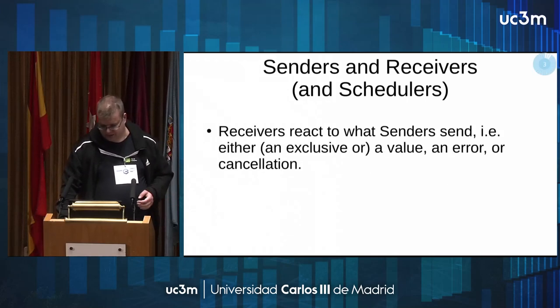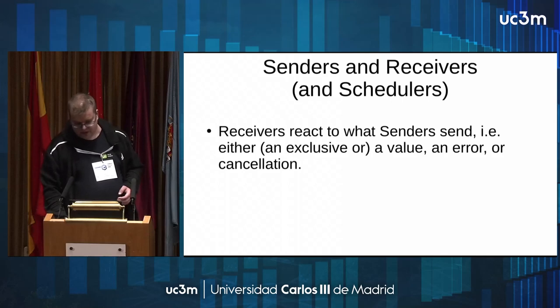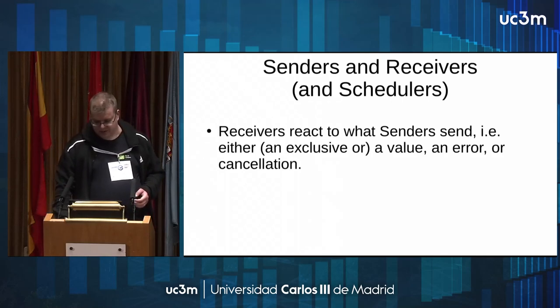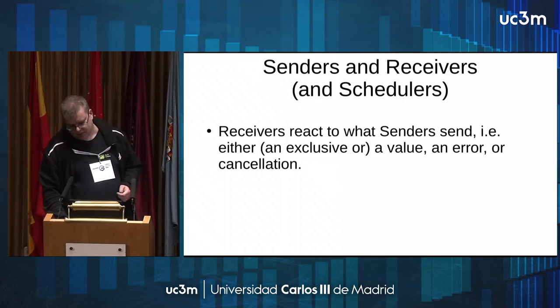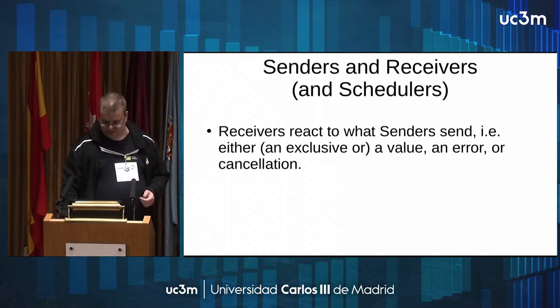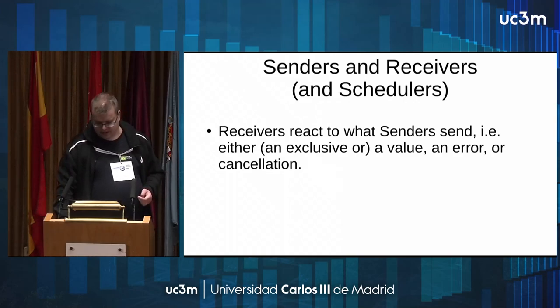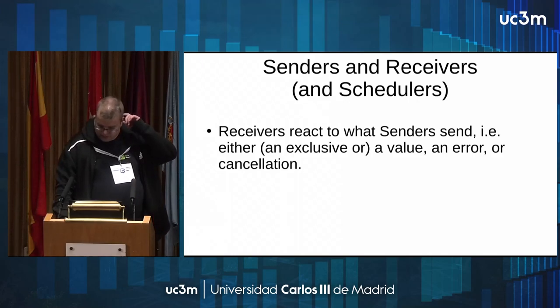Receivers are observers of these completions. So they react to what senders send, and that triplet of possible completions is exclusive. So a sender either sends a value, an error, or is canceled. So a receiver will only ever get one of those completions.